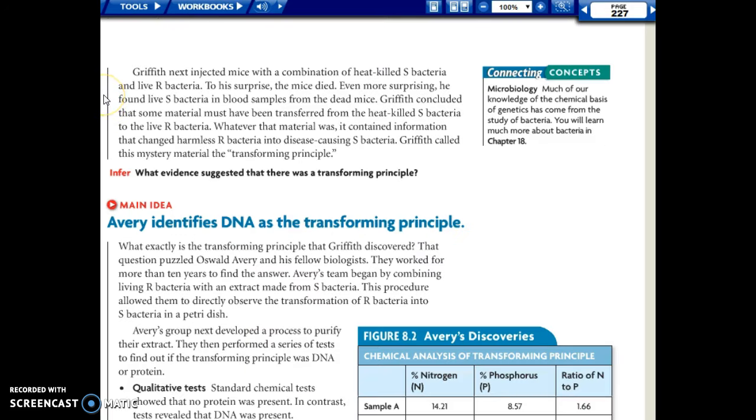Griffith next injected mice with a combination of heat-killed S bacteria and live R bacteria. To his surprise, the mouse died. Even more surprising, he found live S bacteria in blood samples from the dead mice. Griffith concluded that some material must have been transferred from the heat-killed S bacteria to the live R bacteria. Whatever that material was, it contained information that changed harmless R bacteria into disease-causing S bacteria. Griffith called this mystery material the transforming principle.